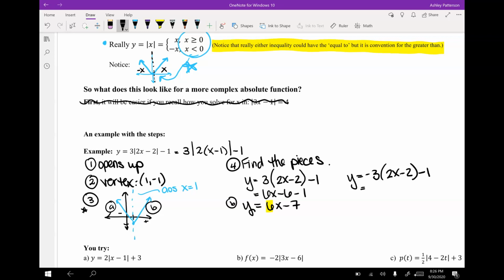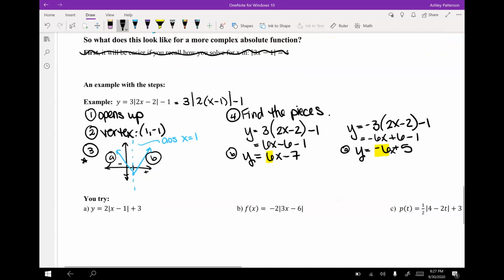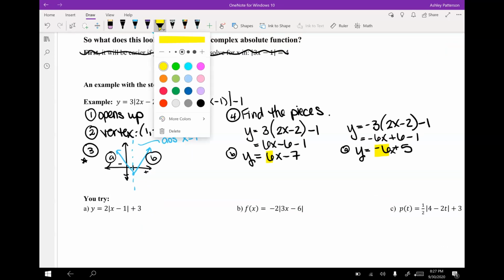For the right-hand side, or the right equation, I'm going to distribute the negative 3. So negative 6x plus 6 minus 1. Don't forget to distribute that negative, you guys. So we get negative 6x plus 5. Because this has the negative slope, and please don't forget the x like I just did, this corresponds to the left-hand side.